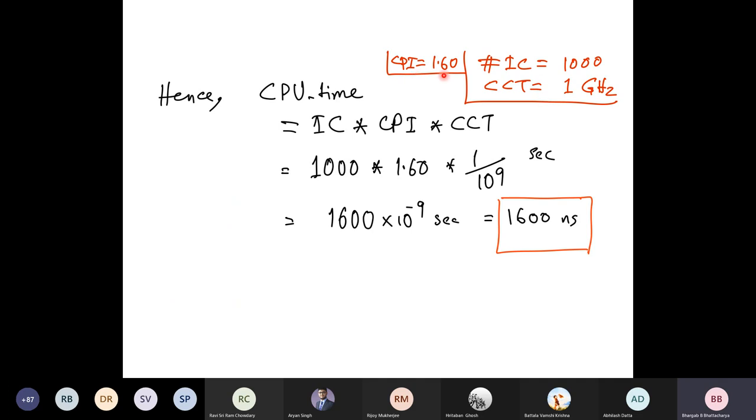Okay, so CPI value we have just computed is 1.60. Number of instructions in the program is 1000. Clock cycle time is 1 nanosecond, the inverse of 1 gigahertz. So CPU time is, we know that IC times CPI times CCT. IC is 1000. CPI, average number of clock cycles per instruction for this particular program, is 1.60, times 1 by 1 gigahertz. That means 10 to the power minus 9. Right? So the CPU time is 1600 nanosecond.